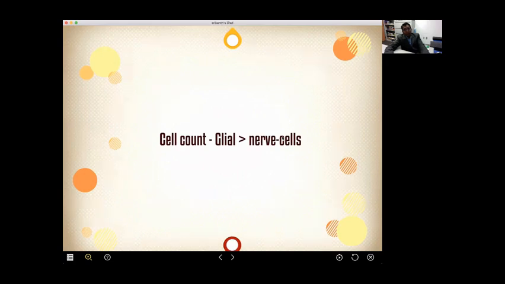Now, there are more glial cells in our nervous system than there are the neurons. So you can imagine how important these glial cells are. Now, glial cells are not the building blocks of nervous system, but the building blocks of nervous system are nerve cells called neurons. But the glial cells are equally important because they have several functions to support the nervous system, to support the neurons, to assist the neurons.